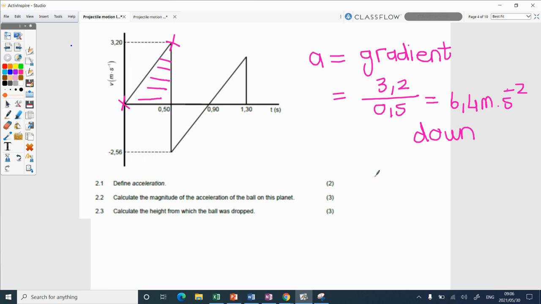Again, please write displacement equals area to make sure you get that mark. And then you're going to do half base times height.